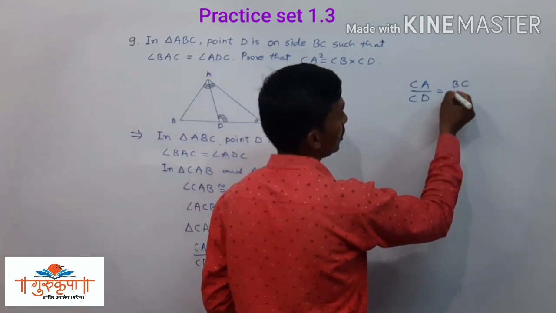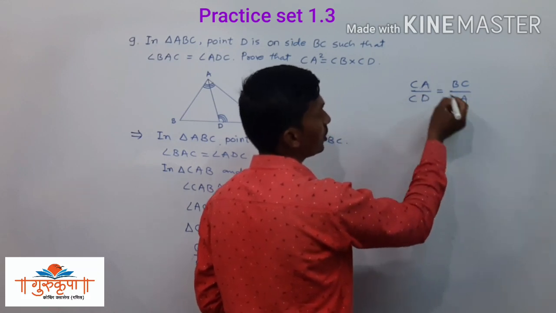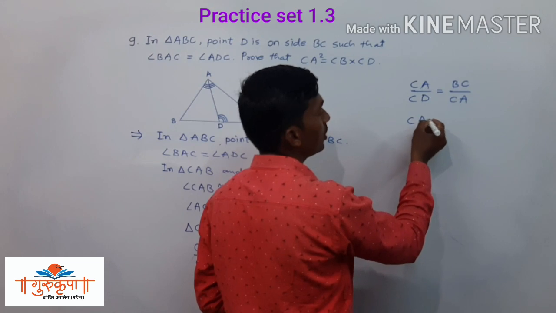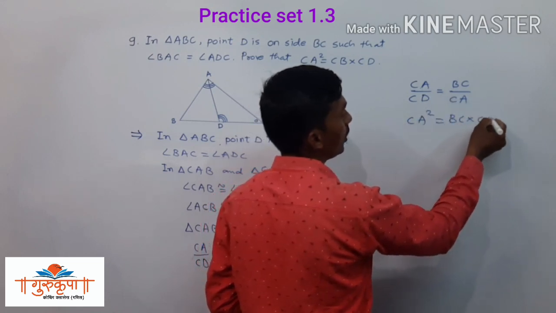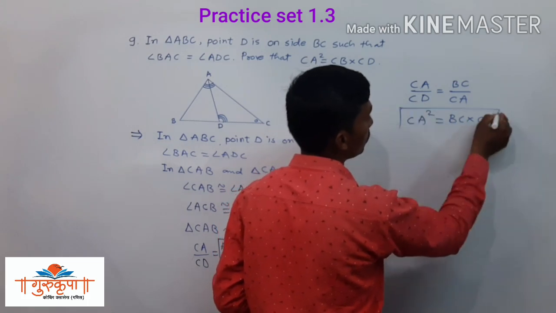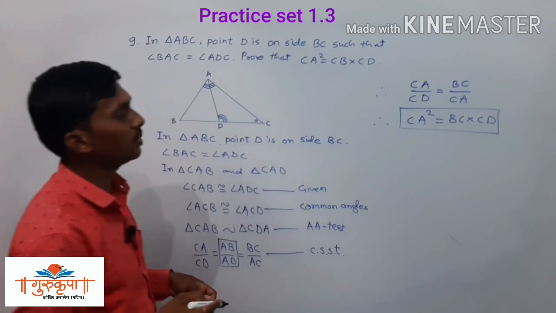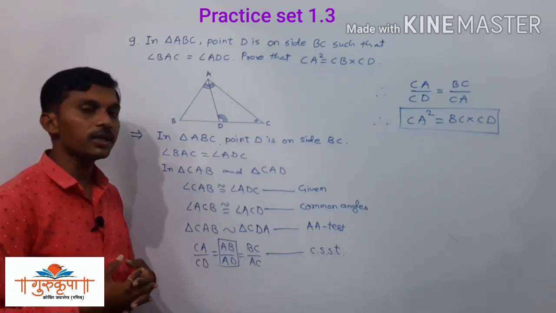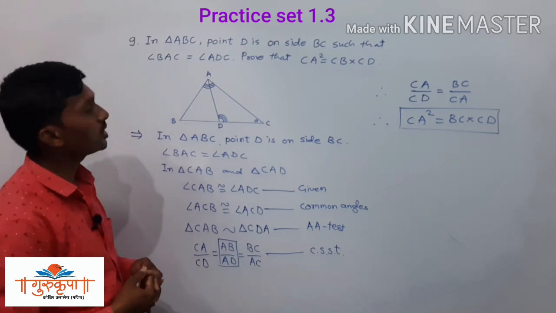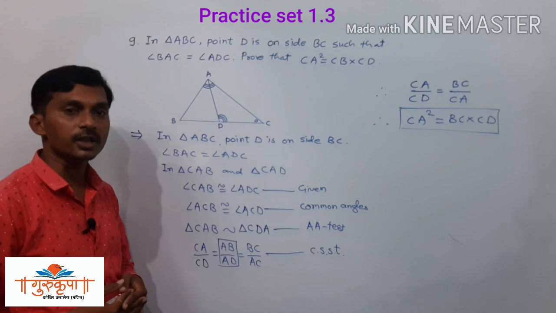So BC upon AC, we can write AC as CA. Now take the cross product, CA into CA is CA square is equal to BC into CD. And this is what we have to prove. We prove that CA square is equal to BC into CD, or you can write it as CB into CD. So this is all about the example number 9, and here we complete the practice set 1.3.